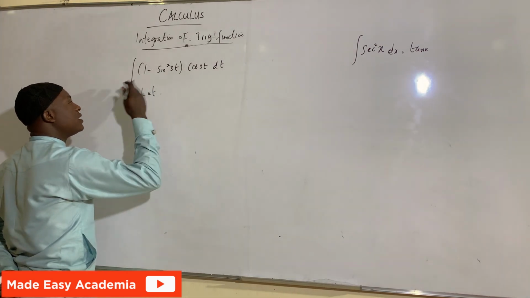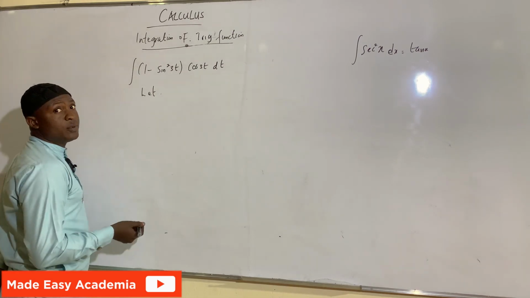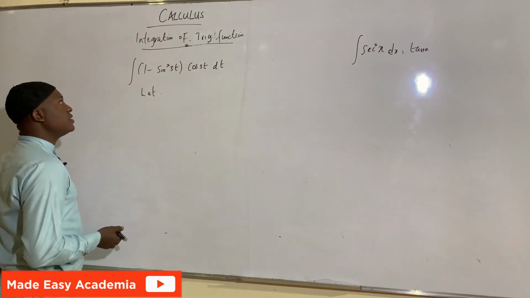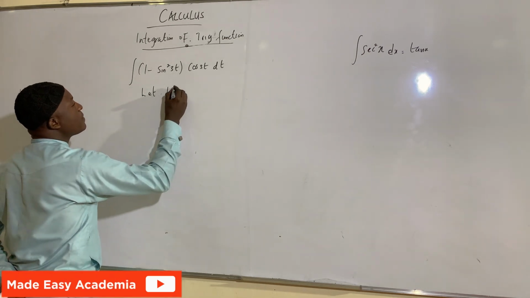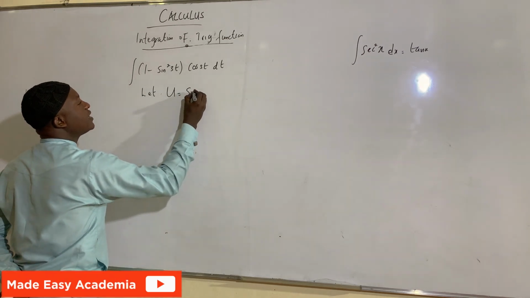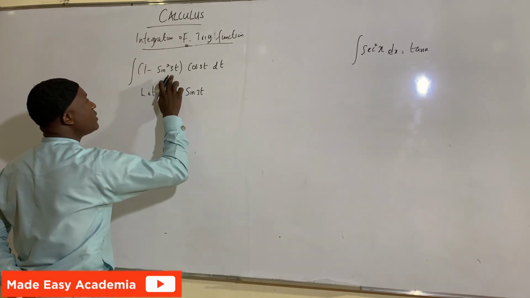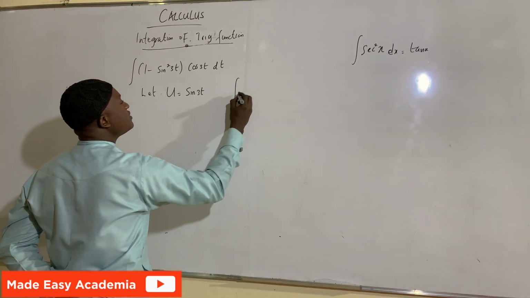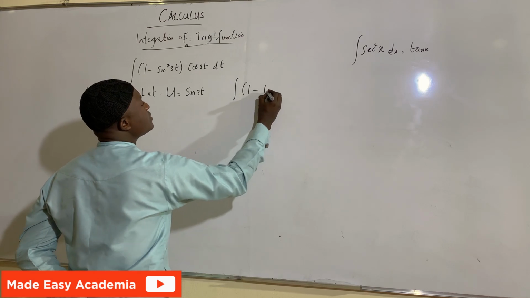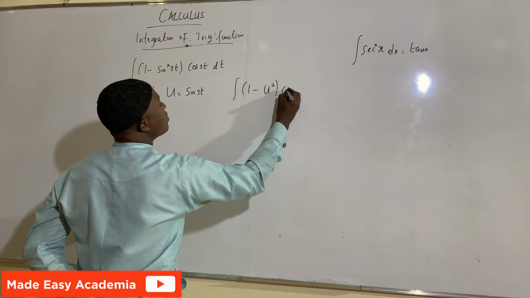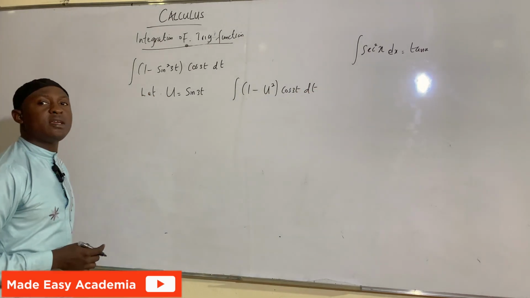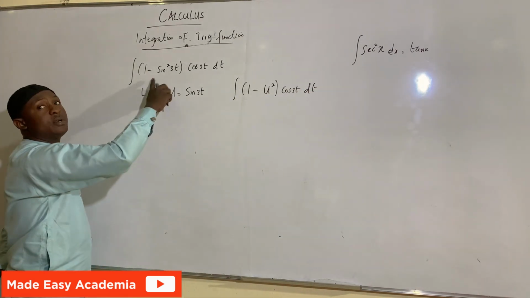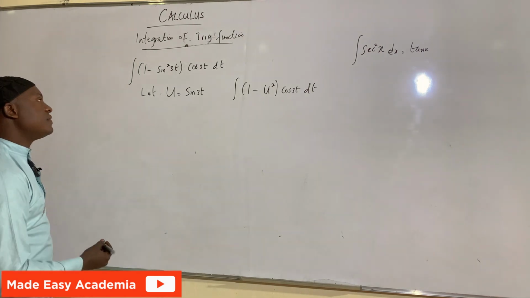u, or you can open the bracket. If you open the bracket too, we are still going to have the same result. Or I can say let u equal sine 3t. If that is u, then what we have here is the integral of (1 minus u squared) cos 3t dt. Or you can use the other method I applied earlier, opening the bracket, and we're going to have the same result.